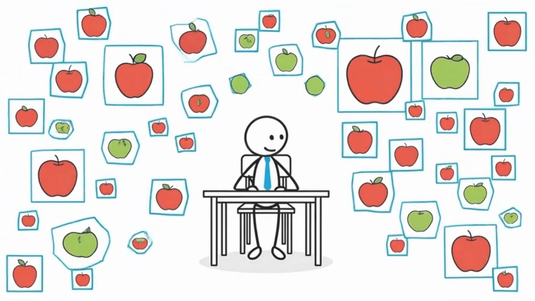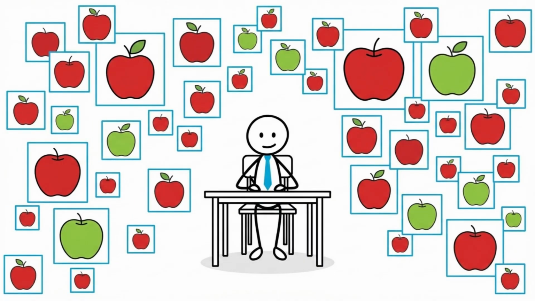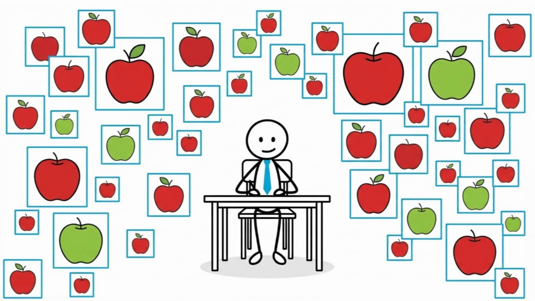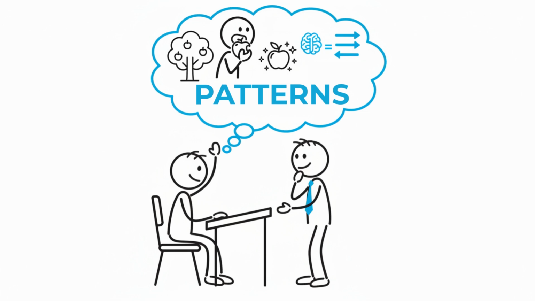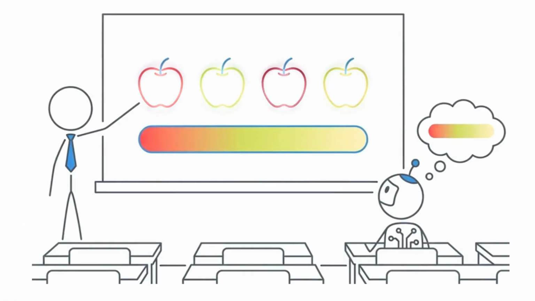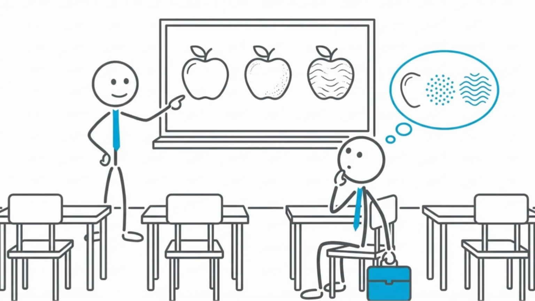Red apples, green apples, apples with stems, apples without stems, big apples, small apples. The student's brain starts noticing patterns. He's not thinking apples are fruit that grow on trees. He's thinking in patterns. Apples tend to be roundish. They have this color range. They have this texture. There's often a stem area on top.